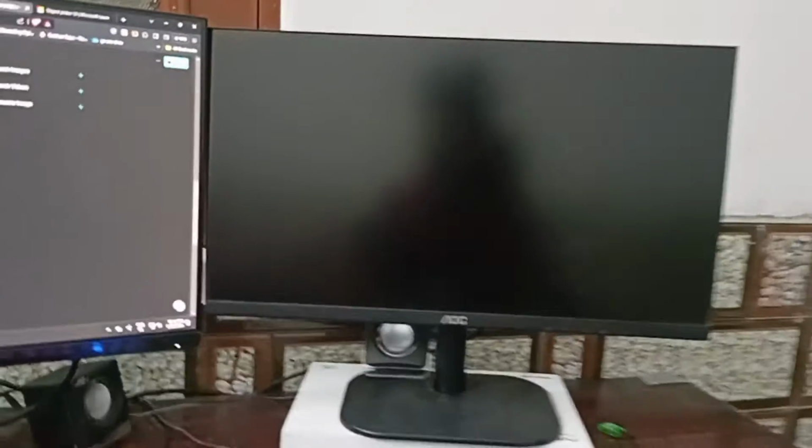So, the first troubleshooting step is to check the power connection. The first thing to do is to check the power connection and ensure that the power cable is secured, plugged into both the monitor and the working power outlet. Try using a different power outlet or cable to rule out any issue with the power supply.